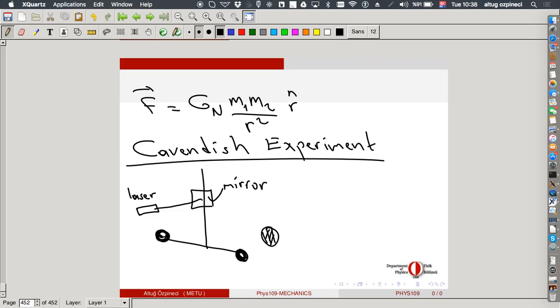Now, the current limit on gravity is that we have verified that gravity has this 1 over r squared behavior only up to distances of the order of 0.1 millimeter. We couldn't measure it for smaller distances. We don't know how it actually behaves.